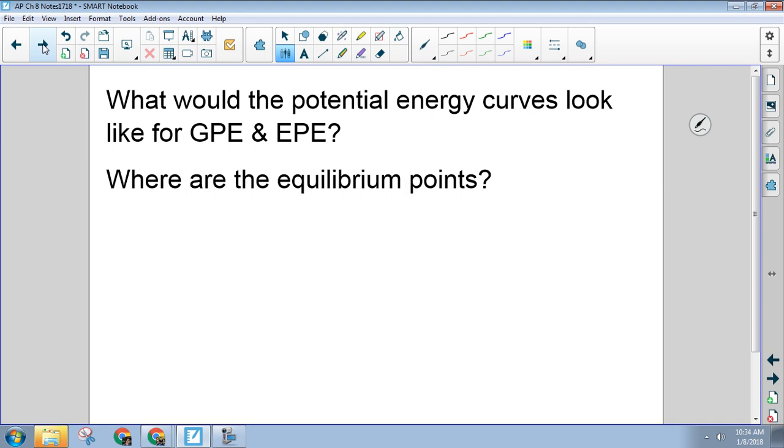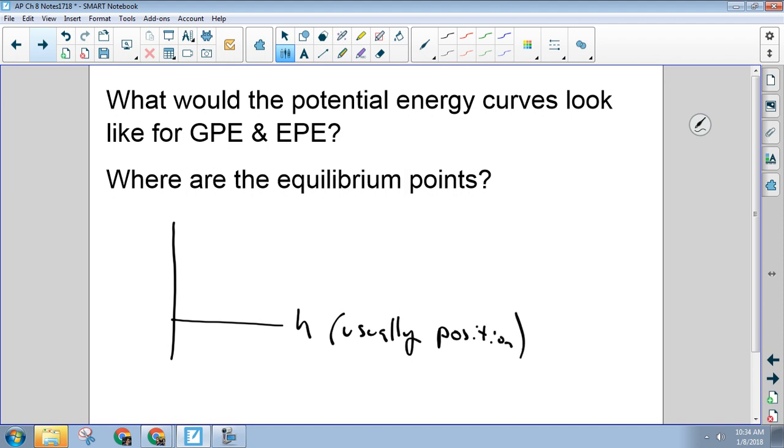Do you guys agree we could make a graph? This would be a potential energy curve. I guess our position would just be height, right? Usually the horizontal axis would be position, but in the case of GPE, that position is vertical height, so I'm just going to call it H. And on our vertical axis, we've got GPE. So what would that graph look like?